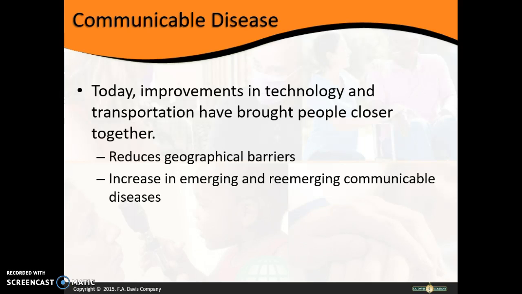It goes to say that because of improvements in technology and transportation, people from all around the world have had barriers in geography kind of limited. So people are a lot more connected and coming in contact with each other than ever possible in years past. So with that comes a lot more potential exposures to communicable diseases.